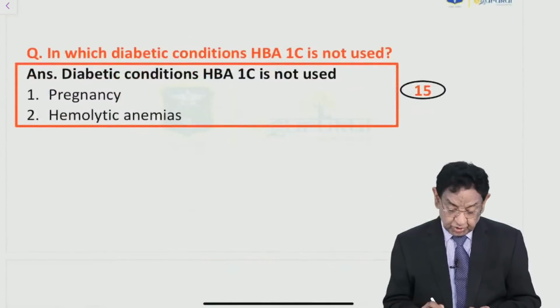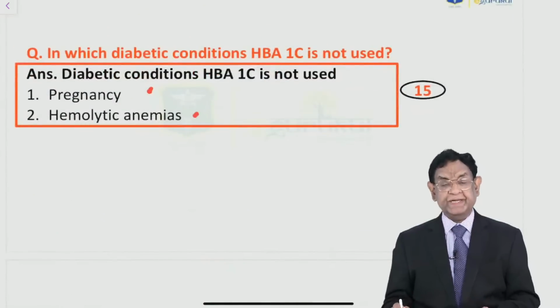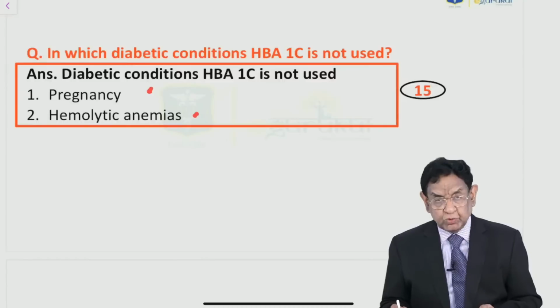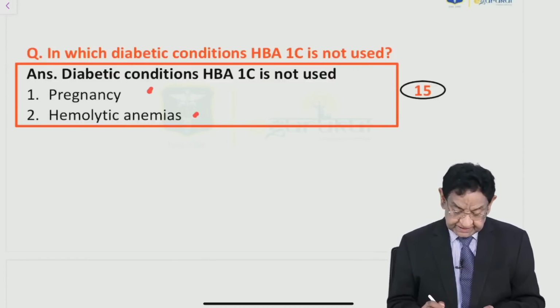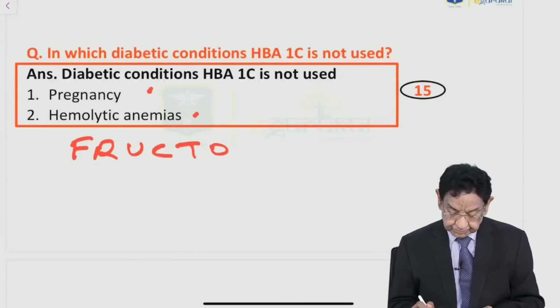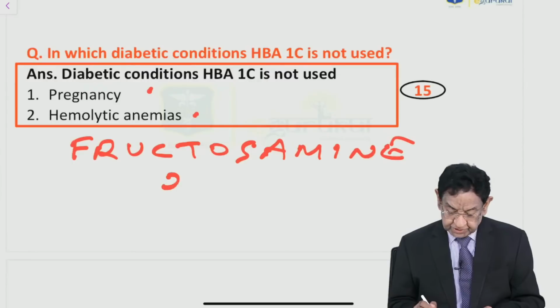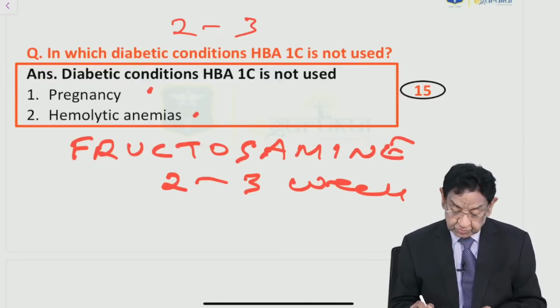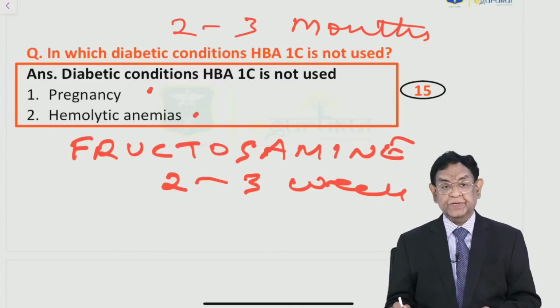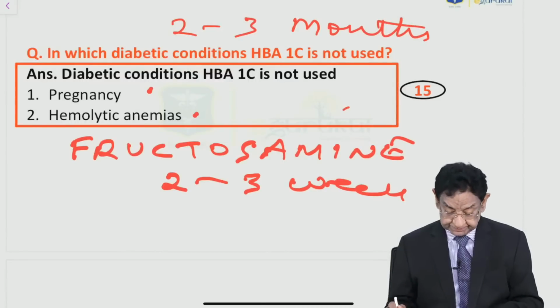The answer is we do not use it in pregnancy and in hemolytic anemia. They are the two important conditions where we do not use HbA1c. In these cases, we use fructosamine. Fructosamine tells you the sugar value for the last 2 to 3 weeks, and HbA1c tells you the value for the last 2 to 3 months. Okay, make a box of this line.